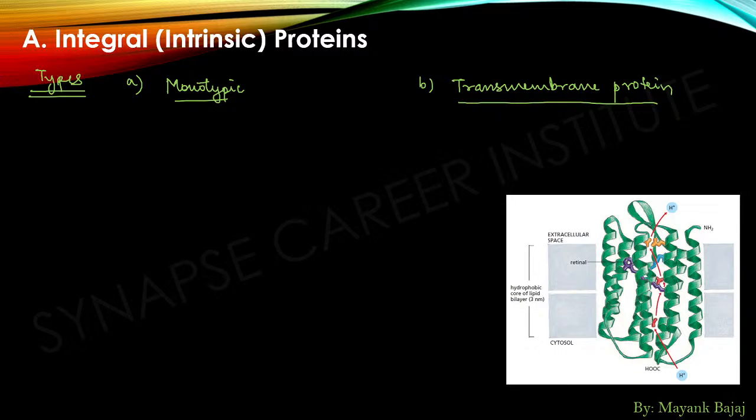Monotypic means they are protruding from only one side, right? Monotypic means they are protruding only from one side of the membrane, either from the outer membrane or from the inner membrane, right? However, जो transmembrane protein है, they protrude from both the sides. That is, they are spanning the membrane. They are passing through the membrane completely.